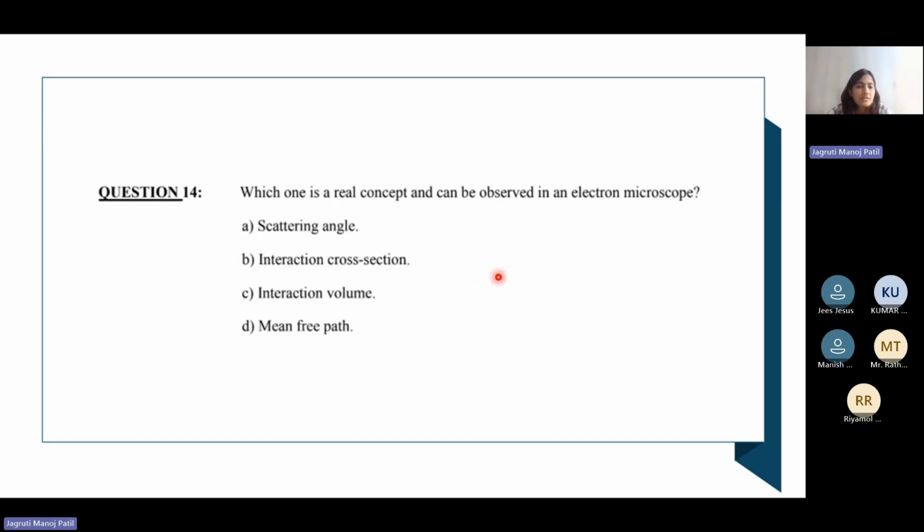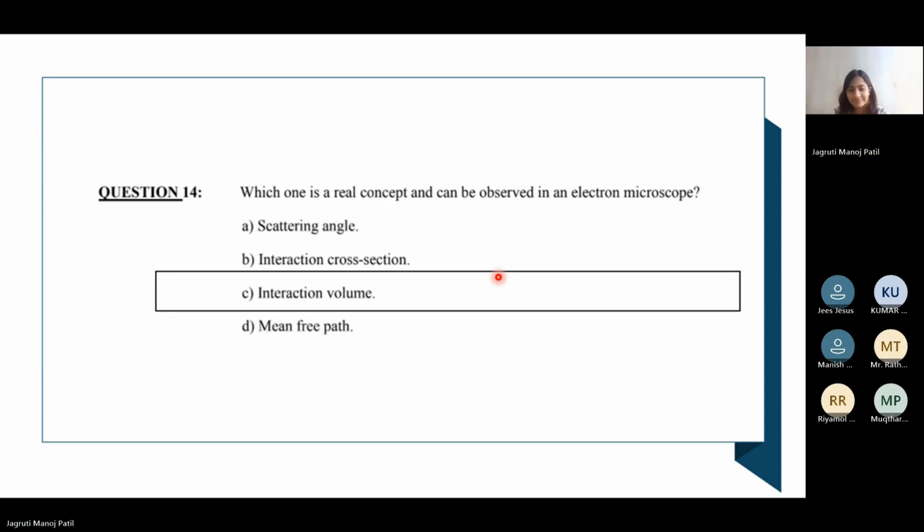Okay. So which one is a real concept and can be observed in an electron microscope? Is it a scattering angle that you observe, or a cross section, interaction volume, or mean free path? What do you see when you image? Where do you see the interaction cross section? You see that in a different volume. Yes.